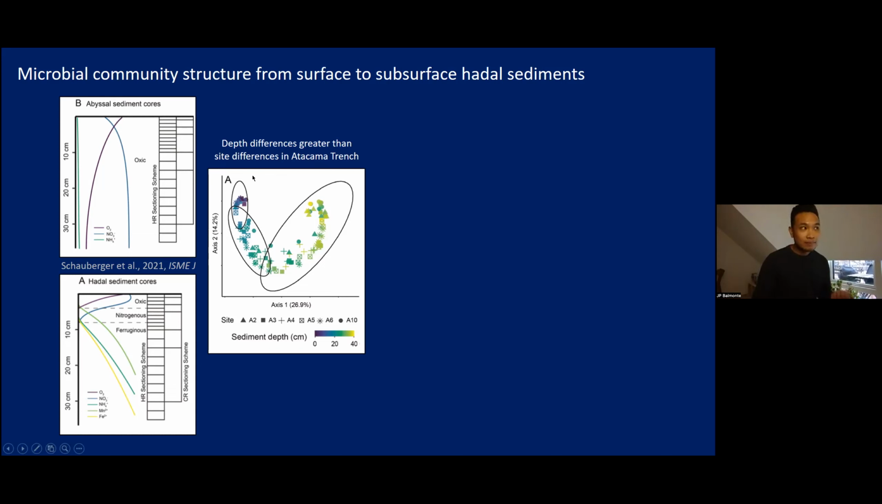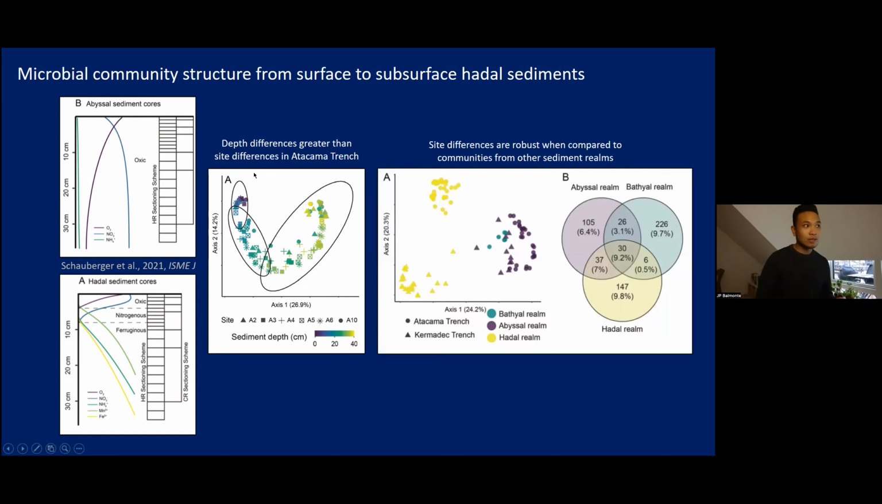But when they compared this microbial community to other trenches, so the Kermadec Trench, as well as other realms, so the bathyal as well as abyssal, you can see a very nice separation of the bathyal and the abyssal, which look very similar to each other. And then here is the hadal environment in yellow, and there's even a nice separation between the Kermadec Trench microbial community and the Atacama Trench microbial community, indicating quite a bit of heterogeneity even across trenches.